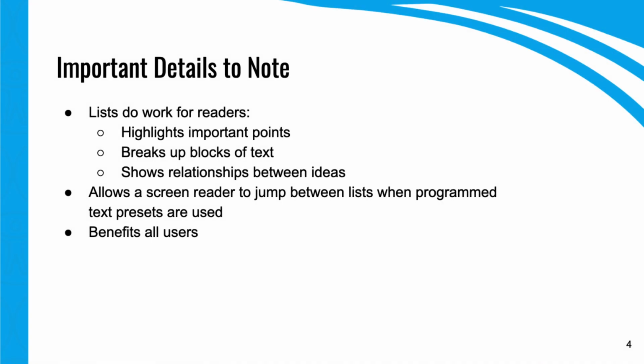When correctly formatted lists are used in digital content, users can read and navigate content more easily. Lists highlight important points in a reading, break up large blocks of text, show how information relates via sublists, and allow screen reader users to jump from list to list without needing to read all of the text.